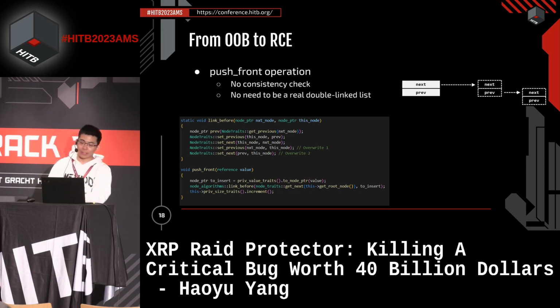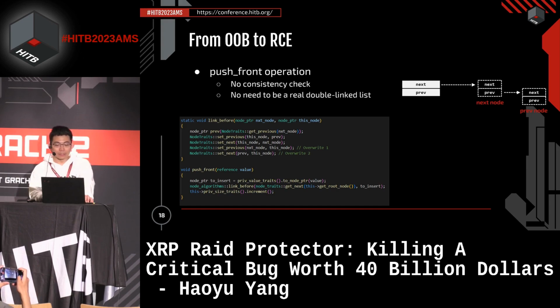I went back to rethink the push front operation, and I found that the things I could do could be more. Imagine that we have memory like this. The prev pointer is not pointing to the root node. Instead, it's pointing to another address. As we are doing a push front operation on this root node, it will find the next node according to the next pointer of the root node, and find the prev node according to the prev pointer of the next node.